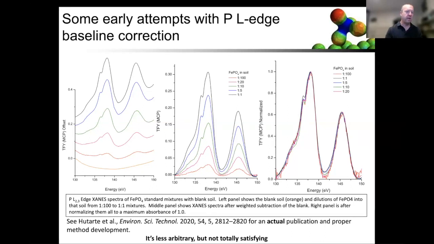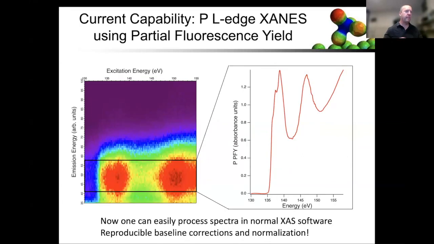I would argue it's still not very satisfying, especially compared to just putting in a silicon drift detector and looking at only the partial fluorescence. So what I mean by that is, instead of taking all of the fluorescent signal, if we have the ability to measure fluorescence as a function of emission energy, then we can use only the phosphorus as our ROI. And then when you pull the phosphorus signal out, you don't have nearly the baseline issues and the normalization problems.